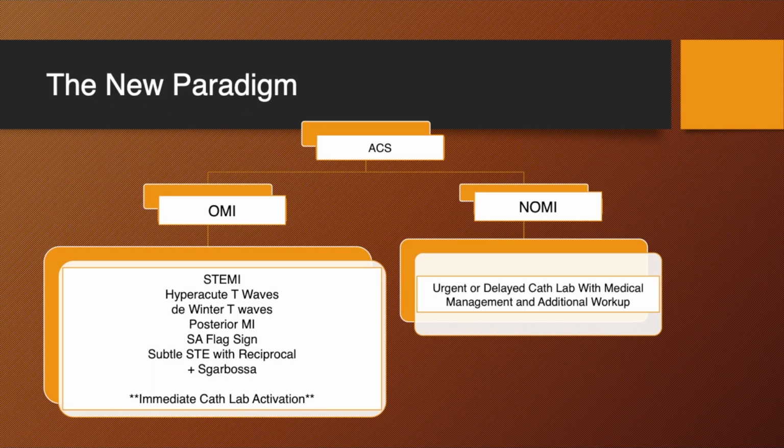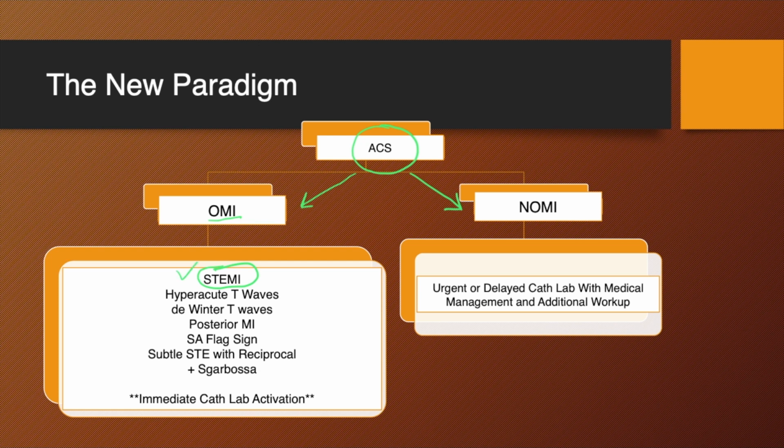So the new paradigm that is emerging from the analysis of all this evidence really is as follows. Somebody has signs and symptoms of an acute coronary syndrome, and we get a 12-lead ECG, and instead of STEMI and NSTEMI, it's OMI and NOMI. OMI stands for Occlusion Myocardial Infarction, and that includes STEMI. So STEMI is actually a type of OMI.